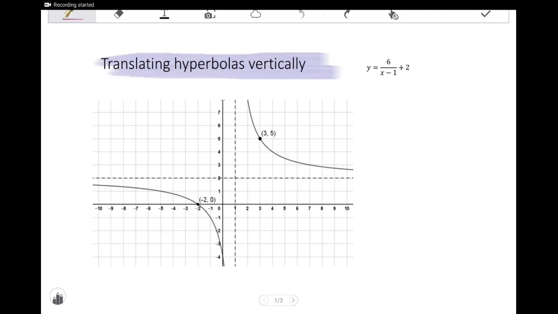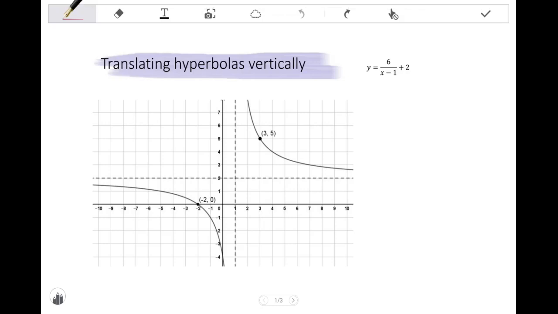In this video, we focus on translating hyperbolas vertically and horizontally. Now, if we translate hyperbolas vertically, it changes the value of q. And like with all functions, if I want to move the graph up, I add to q, and if I want to shift the graph down, I subtract from q.